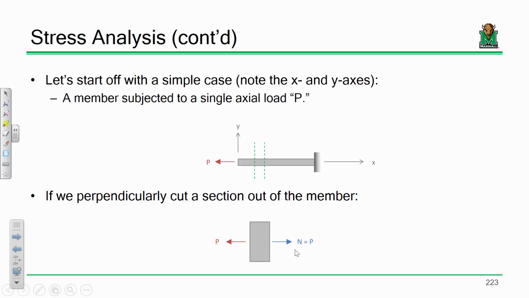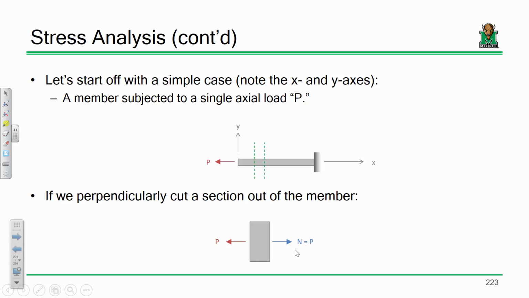Now, on this section, if the normal stress is P over A, what's the shear stress? It's not a trick question. You can just look at the diagram. How much shear stress is on this section?